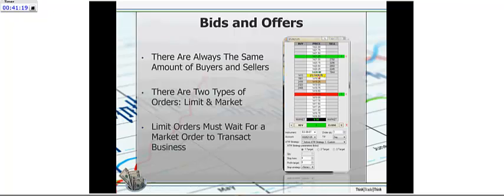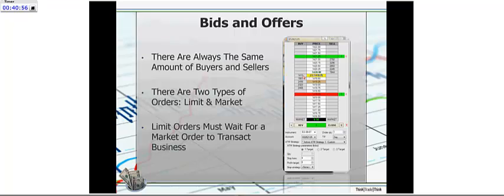Are you guys following that? Okay, great. And if price were to continue to move up or move down, right, more people would have to hit a market order instead of a limit order. So that's what they mean by more buyers and sellers. Okay, so any questions there?